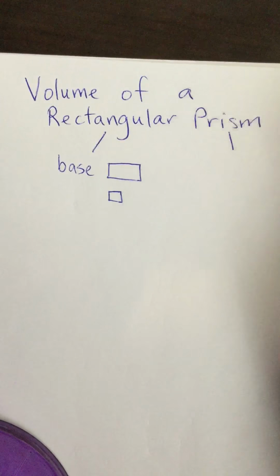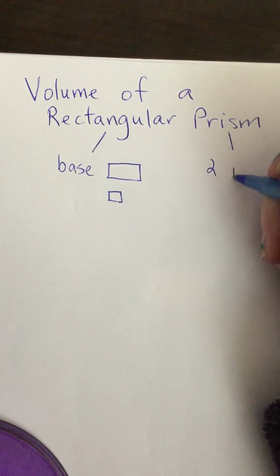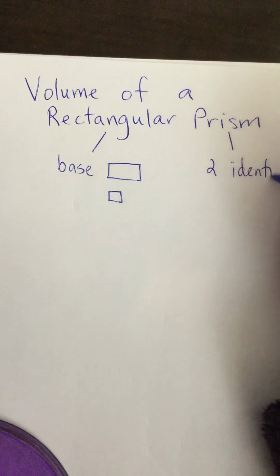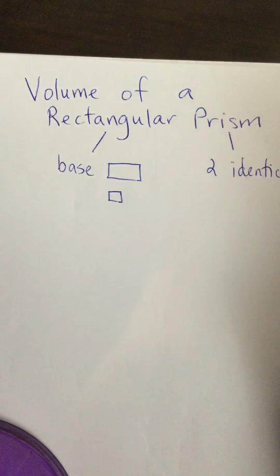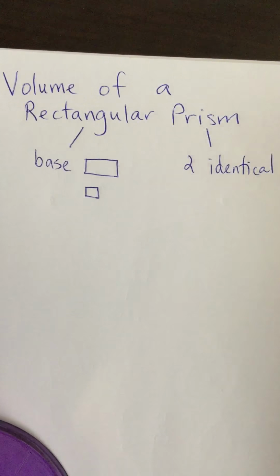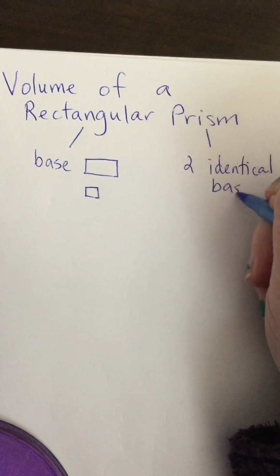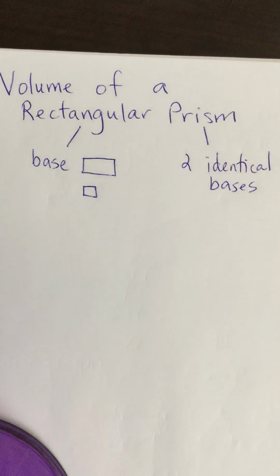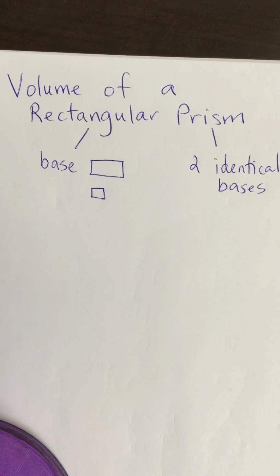Okay, a prism lets you know that there are 2 identical bases. I'm going to run off this side. Oops, let me move that over a little bit. Hold on. 2 identical bases. Okay, so let's try and find the volume of a rectangular prism.